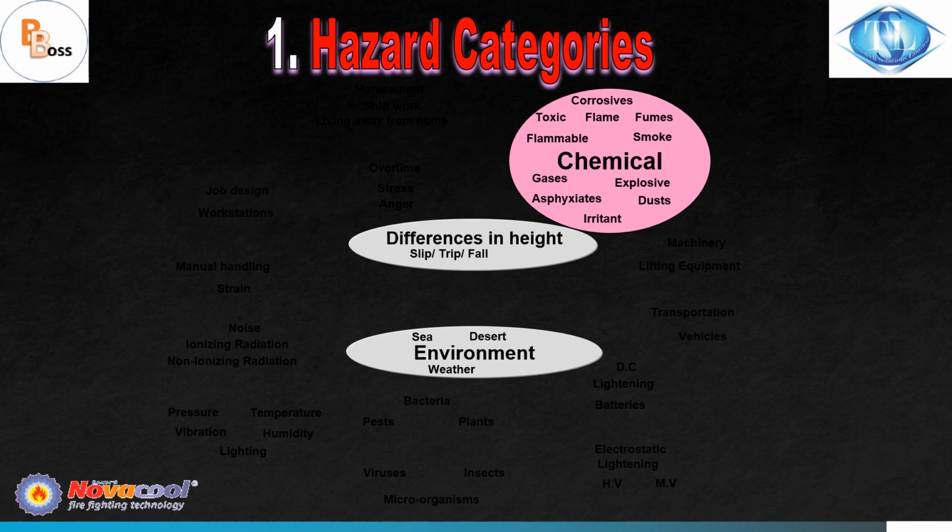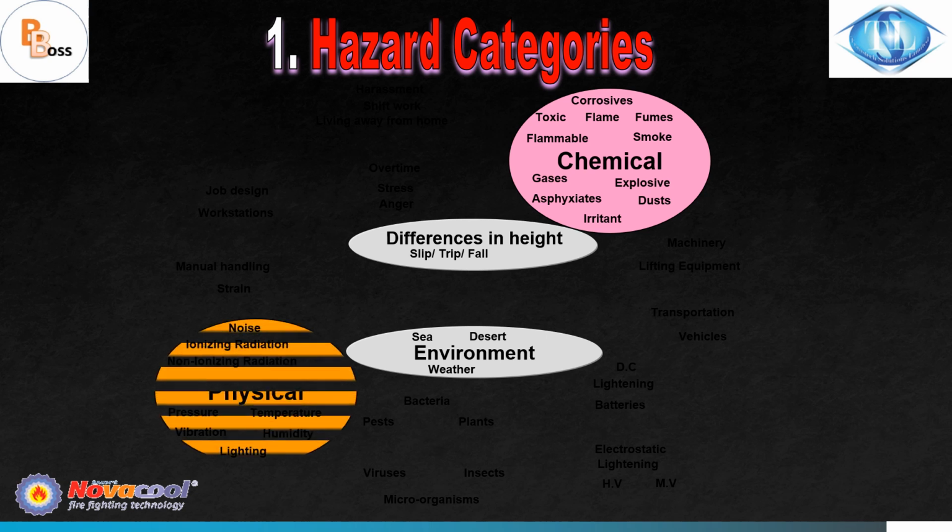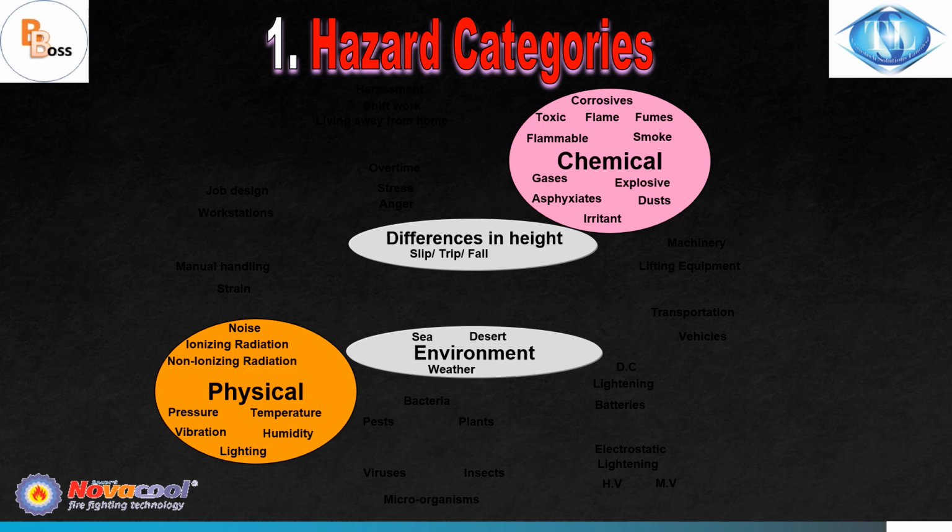But here, for example, the chemical category includes anything that results from or results in a reaction. For example, flame, fire, explosion, corrosion. Dust too, because dust may explode also. So this will come under the chemical category of hazards. Physical, there is no reaction, but there is an effect: heat, pressure, humidity, vibration, noise, radiation. All these come under the physical category.